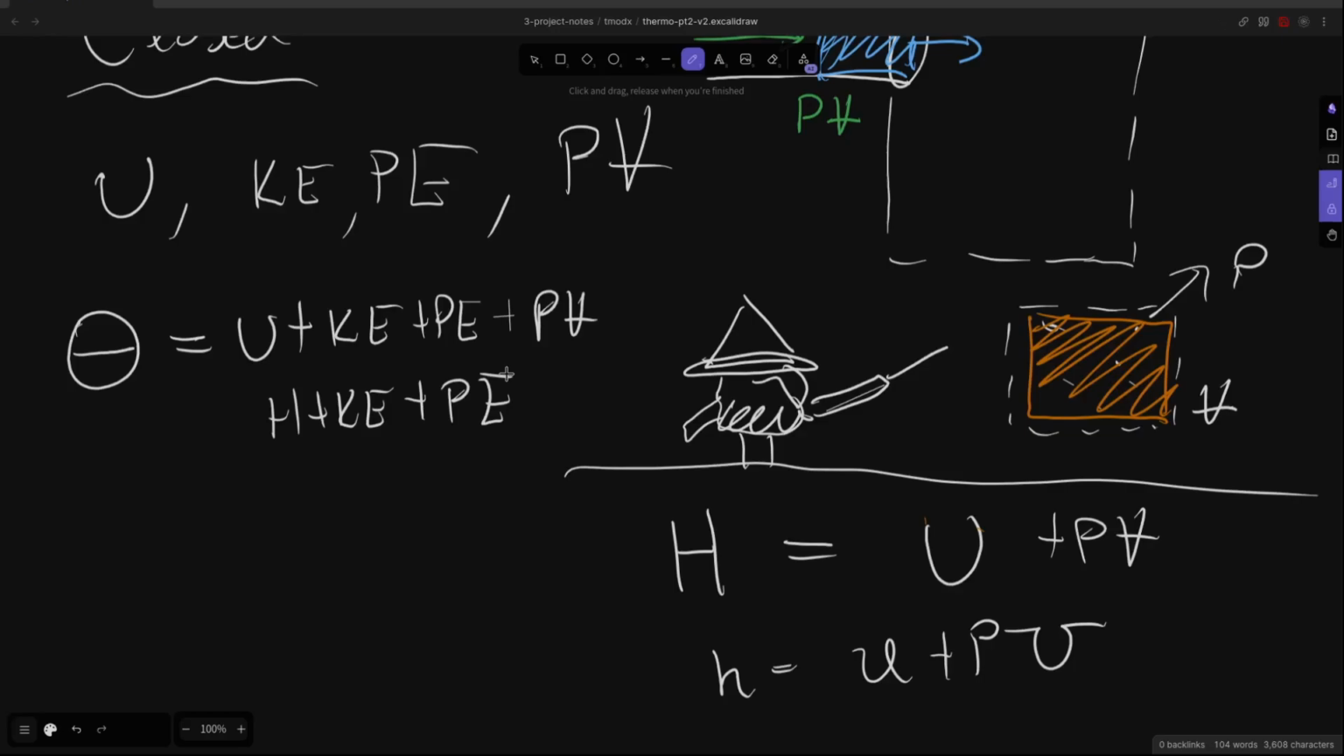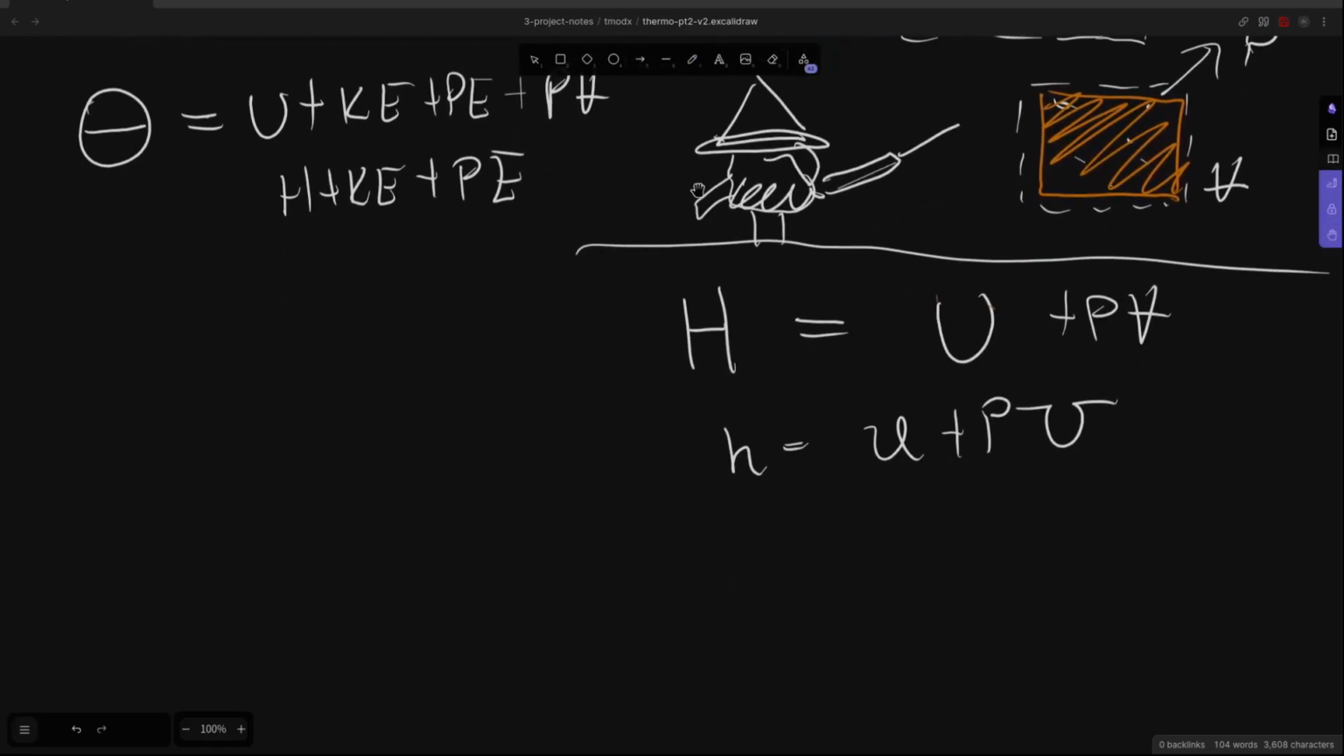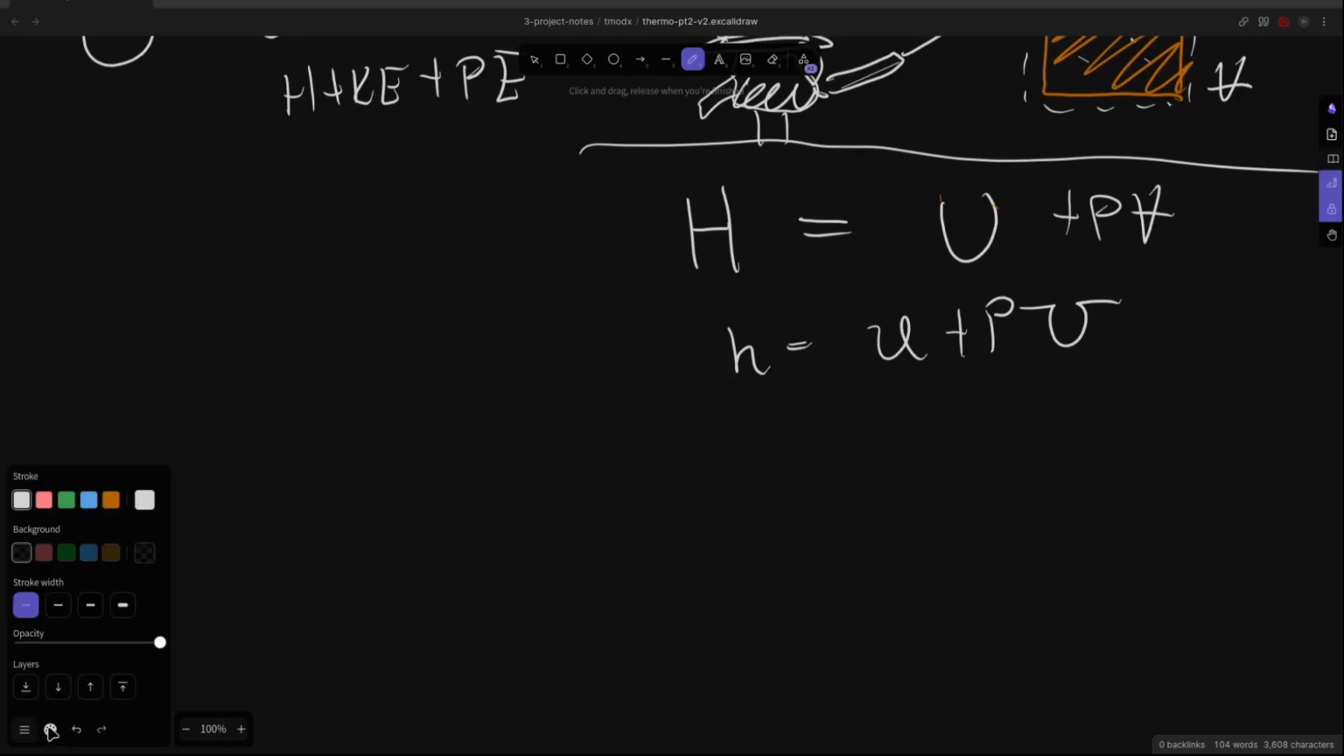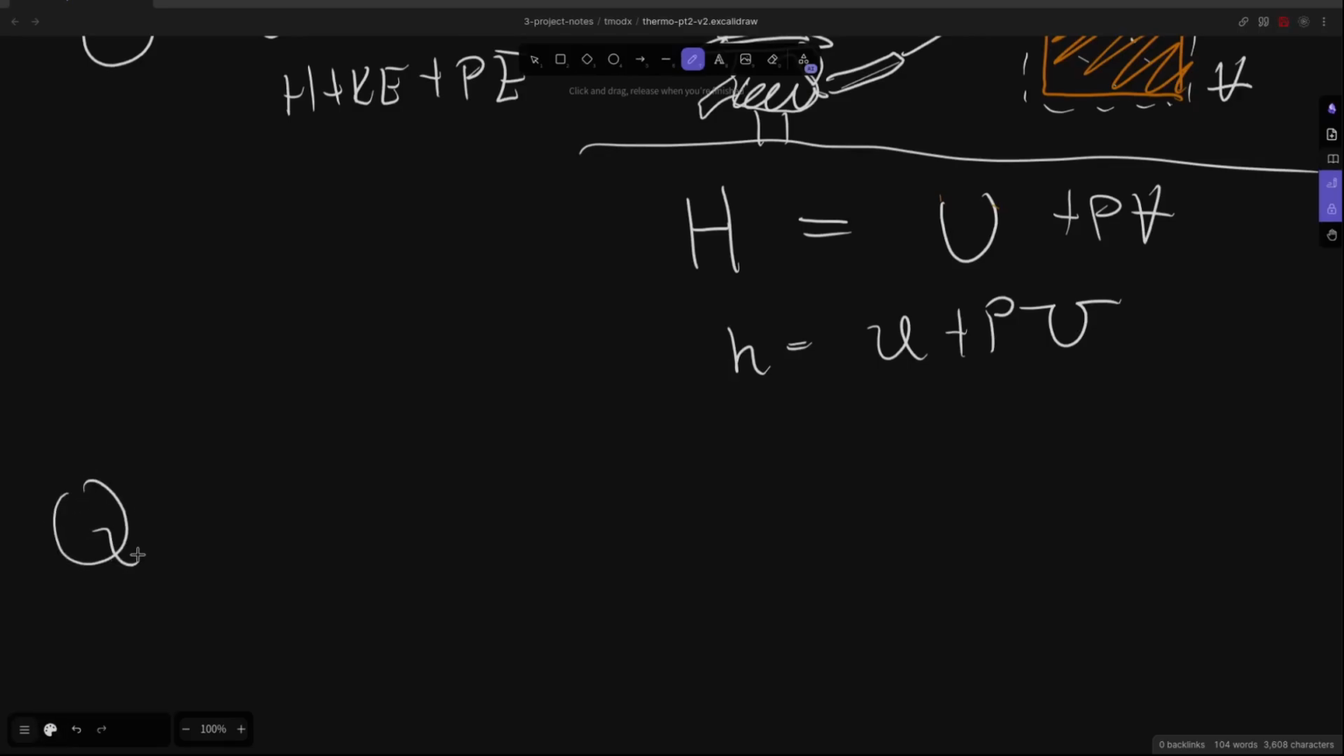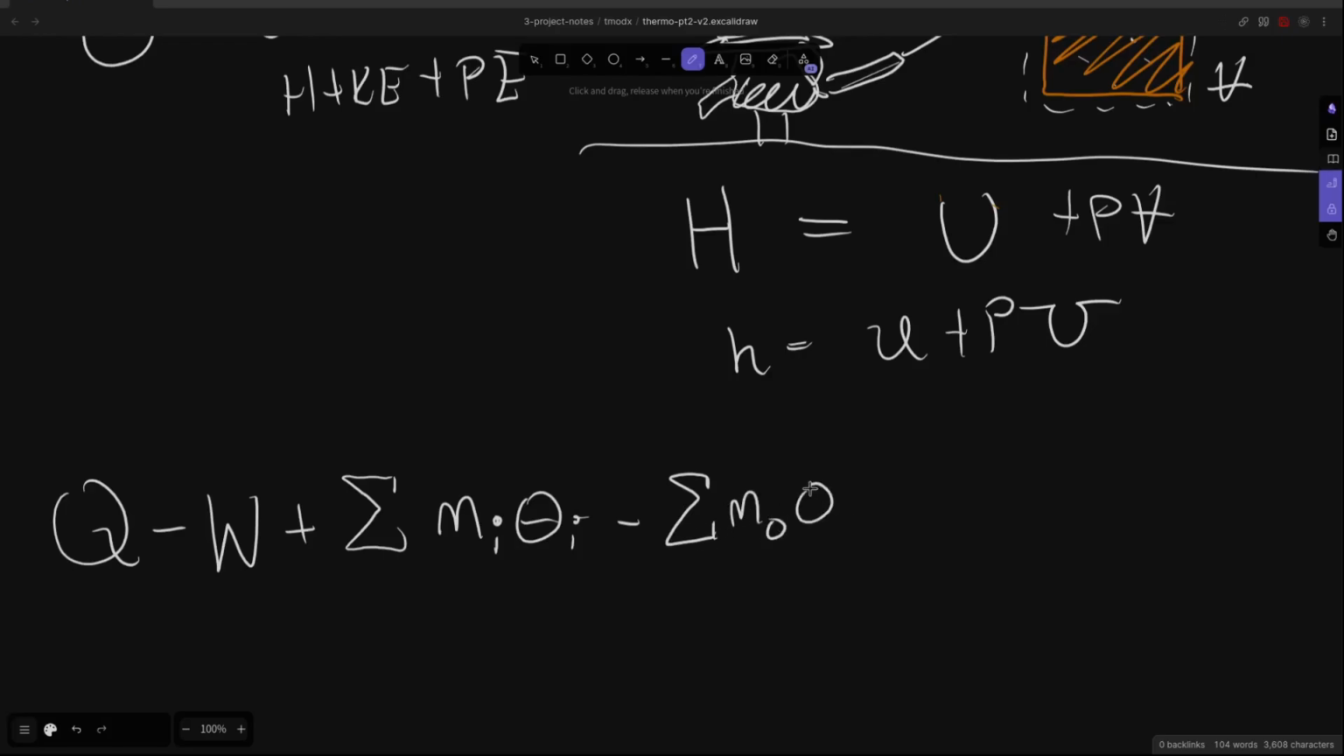So, when we have an open system and it goes through some process, we can add heat to our system, we can add work to our system, or a system can do work, which will give us a decrease in energy. Let me put a summation and I'll explain why there's a summation here. Sum of mass inlet times theta inlet minus sum of mass outlet times theta outlet has to equal delta U plus delta PE plus delta KE.